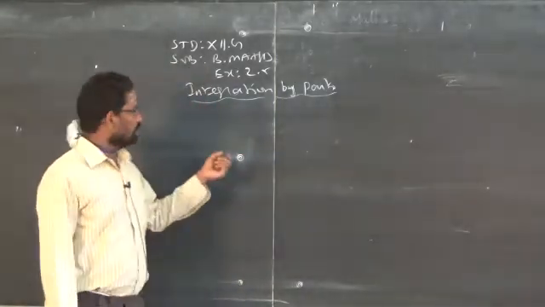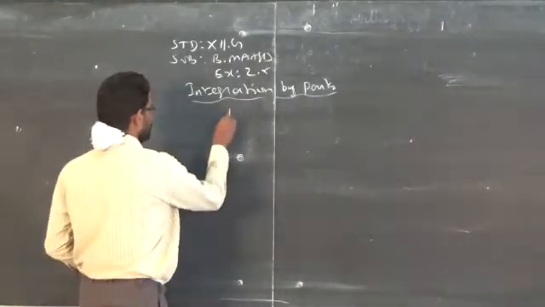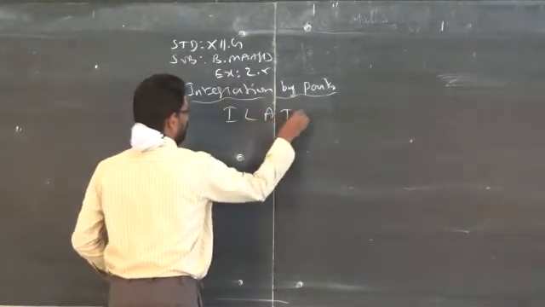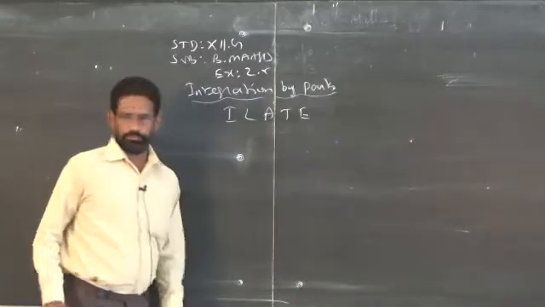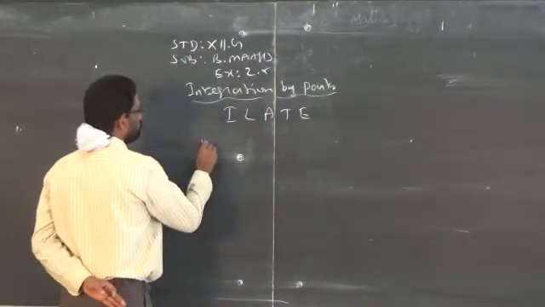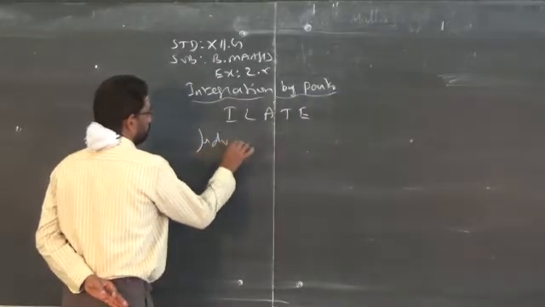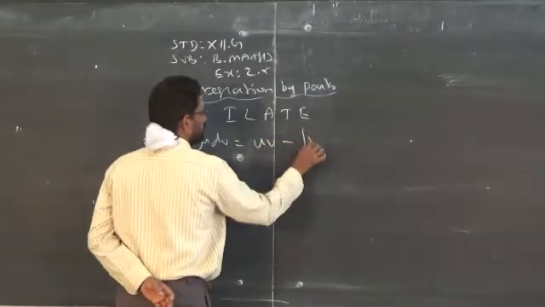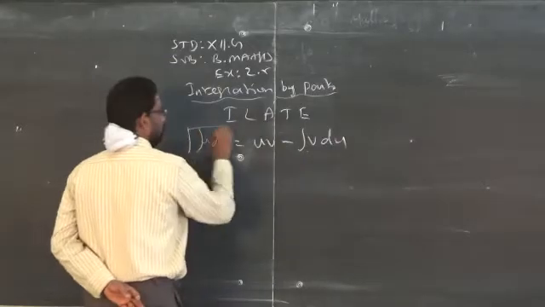To apply this integration by parts, this is normally ILATE. That formula is integral of UV dx equals UV minus integral of V du. This is the formula.